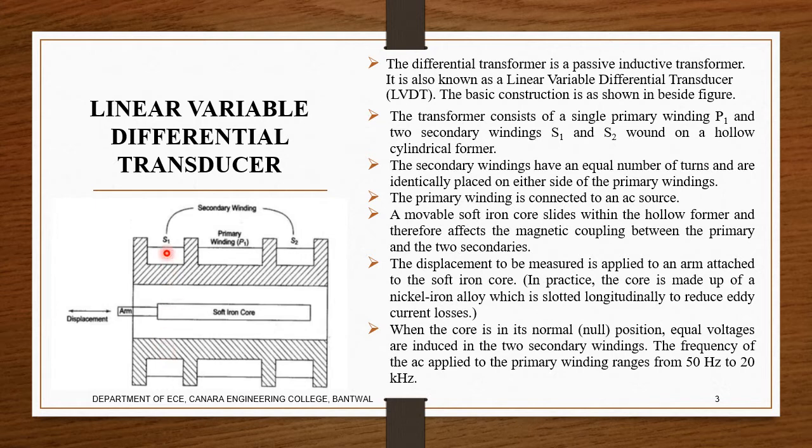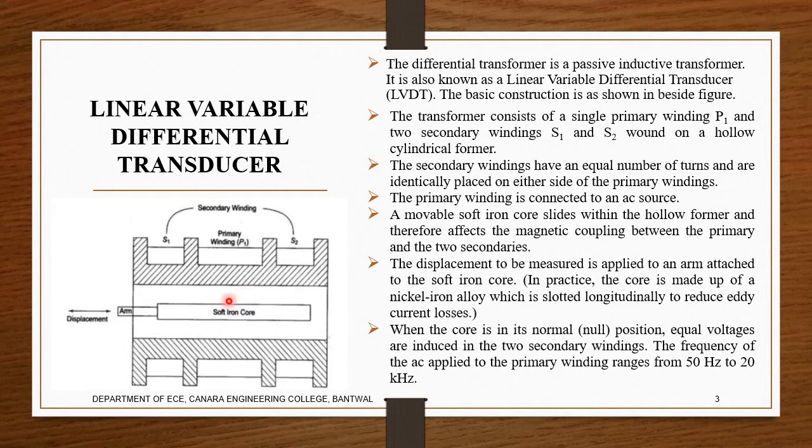One more thing: the secondary windings S1 and S2 have an equal number of turns. The number of turns in S1 is the same as in S2. The primary winding is connected to an AC source, and the voltage is applied through the P1 winding, by the principle of magnetic coupling between the primary and the secondaries. This is the process flow.